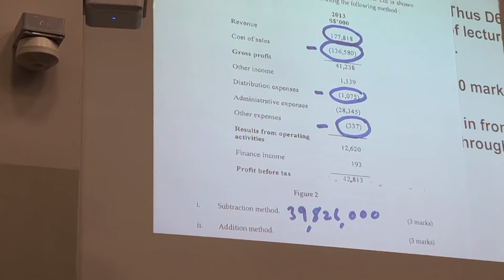What is the addition method, guys? The addition method is what I do with my wealth. I have splurged them away. So let's add back all these components of wealth that I splurged away. Add them back in, they should give me the same value, 39,826,000. What do I do with my wealth, guys?